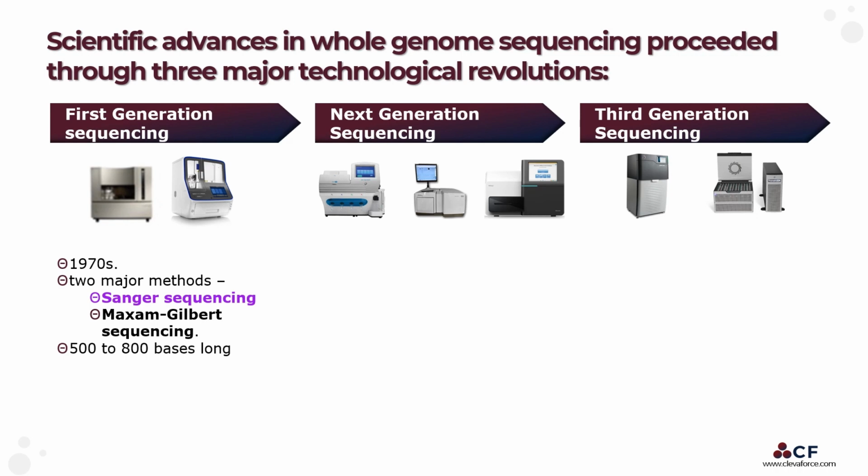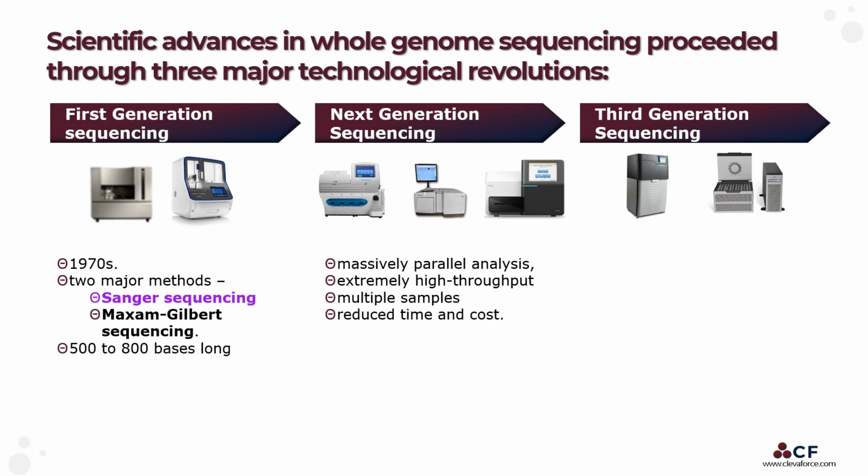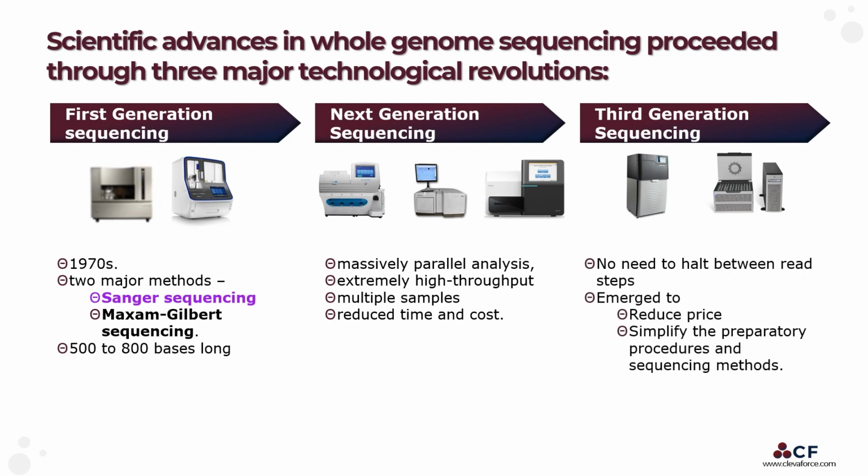The NGS technologies, on the other hand, provide massively parallel analysis, extremely high throughput from multiple samples at much reduced time and cost. In the third-generation sequencing, the sequencing of single DNA molecules occurs without the need to halt between read steps, whether enzymatic or otherwise. The third-generation sequencing emerged to reduce the price of sequencing and to simplify the preparatory procedures and sequencing methods.